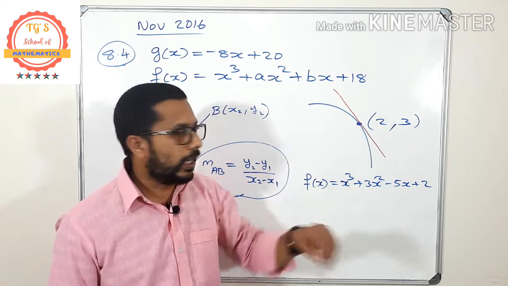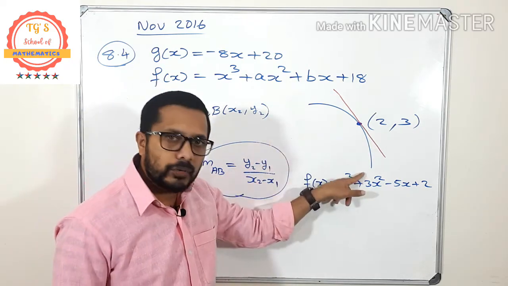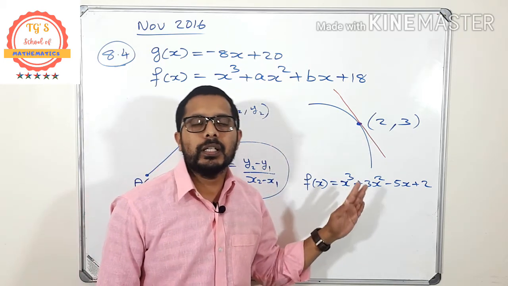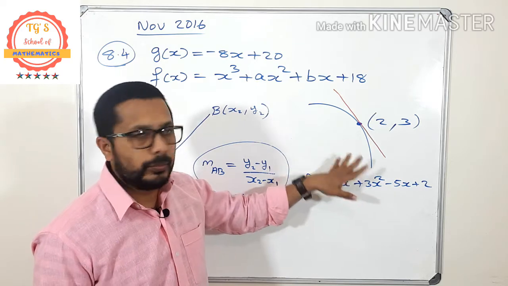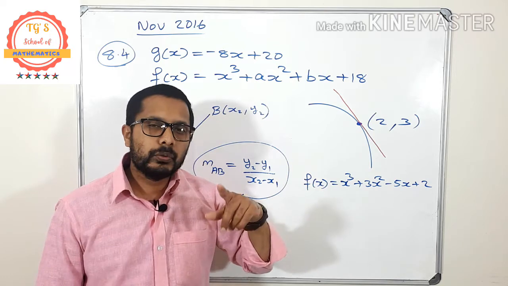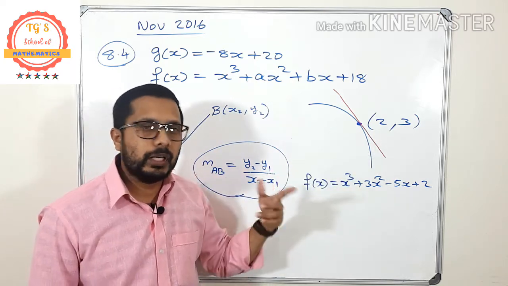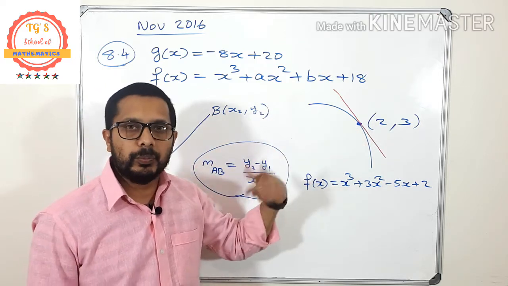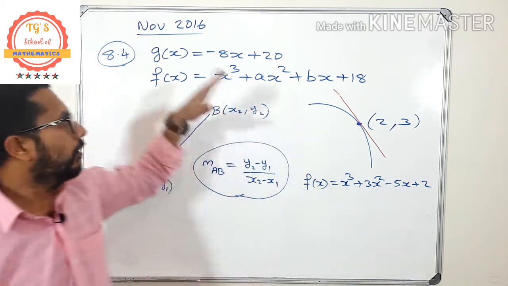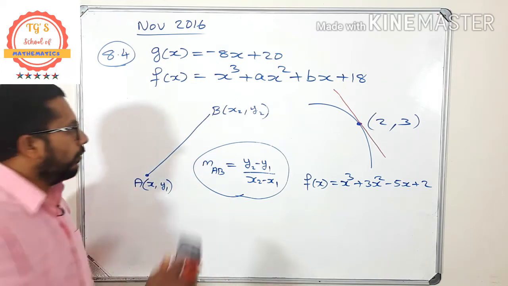So the gradient of a tangent at a particular point is the same as the gradient of the curve at that point. Is it clear? That is the theory that you have to study before you do this question. Those who are not clear must watch it again and try to understand what it means. Then we can come back to this question. So let's come back to this question now.